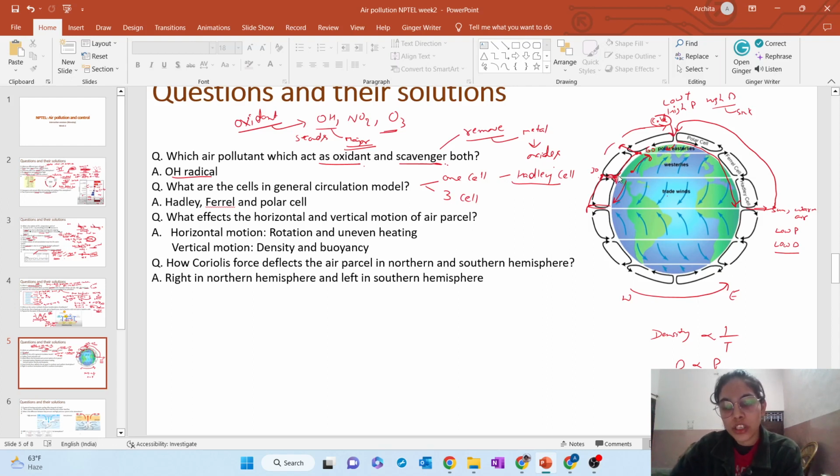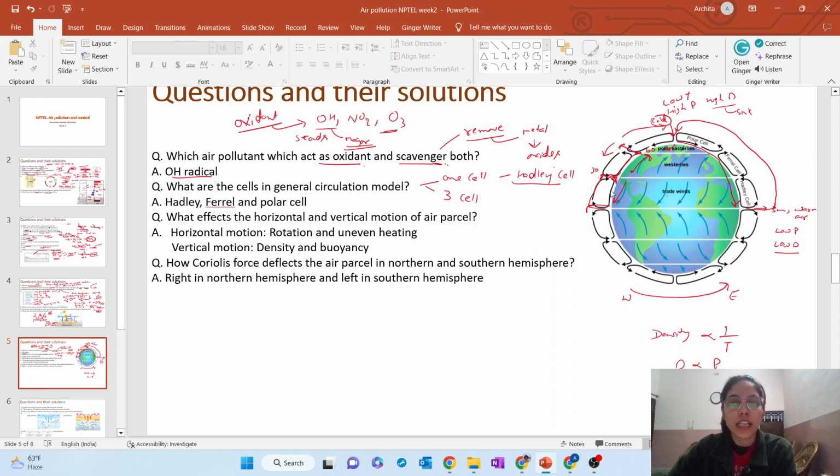Now this cool air which moves from 30 to 60 again becomes warm. At 60 it becomes warm and it rises because of low density. Again it can either come back towards the Ferrel cell or Hadley cell, or it can go towards the pole. If it goes toward the pole, it becomes cold. Now cold air sinks, so again it will sink. Now it sinks and it moves opposite to the movement of earth. It moves from east to west, that is why they are called polar easterlies.